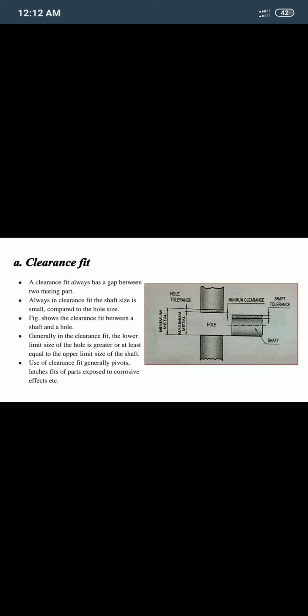Generally, in the clearance fit, the lower limit size of the hole is greater than or at least equal to the upper limit size of the shaft. Use of clearance fit: generally pivots, latches, fits of parts exposed to corrosive effects, etc. Then transition fit. This type of fit may result in interference or clearance. It is a fit where both clearance and interference may occur in the coupling, depending upon the actual size of the hole and shaft. Here, the tolerance zones of the hole and shaft partly or completely overlap. The figure shows the transition fit. The transition fit may be further subclassified as force fit, tight fit, etc. Use of transition fit is in pulleys and bushings or flush bolts, etc.